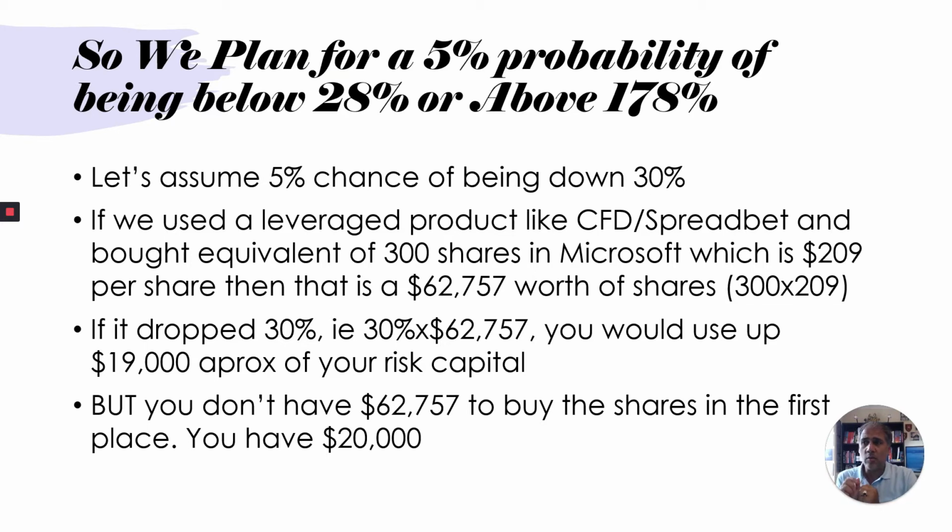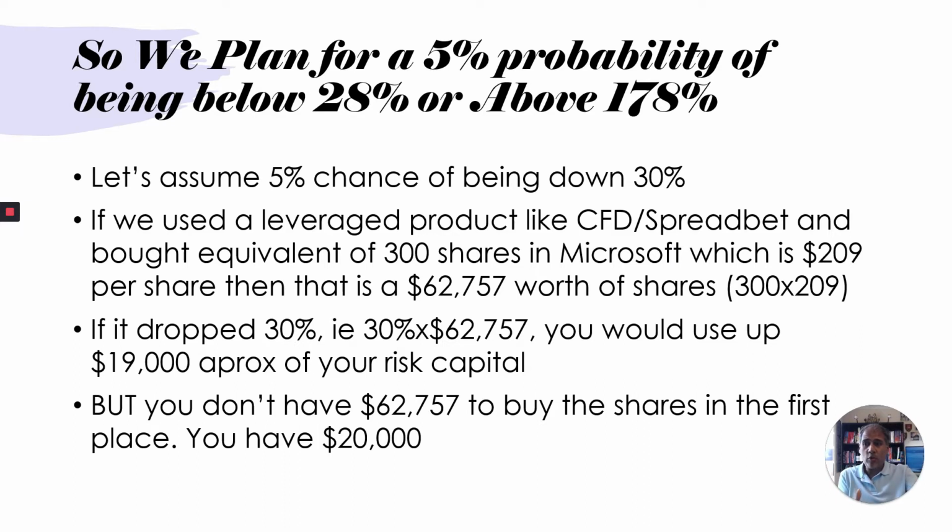Now, if we used a leveraged product like a CFD or a spread bet and bought the equivalent of 300 shares in Microsoft, which is $209 per share at the time of speaking, then that's $62,750 worth of shares we would control. In fact, if we didn't even use a CFD or a spread bet, we just bought the actual shares, that would be $62,757 worth of shares we'd control, right?